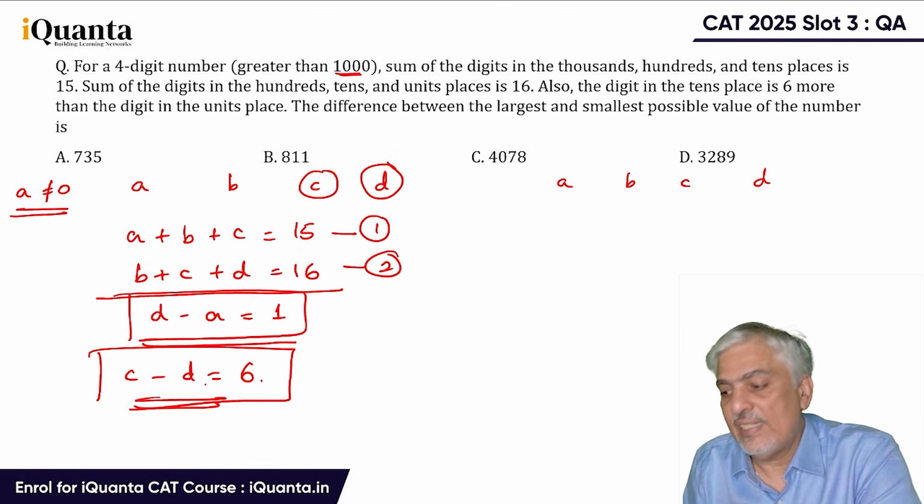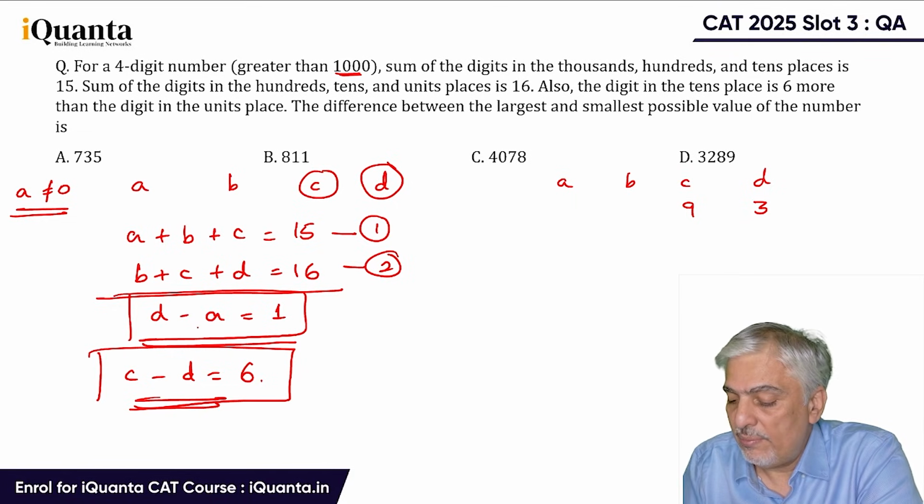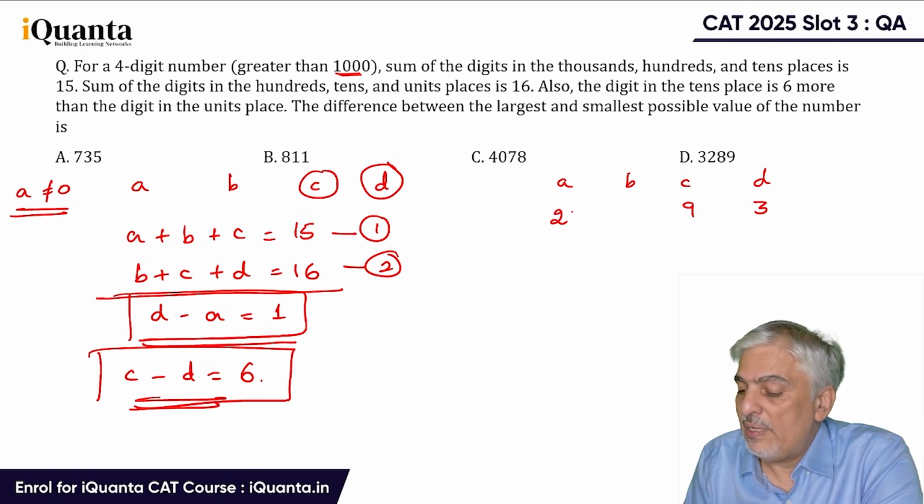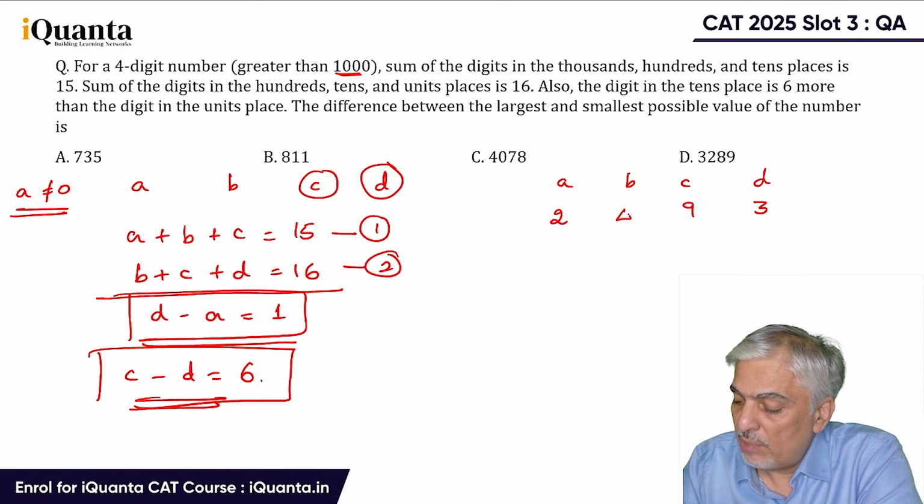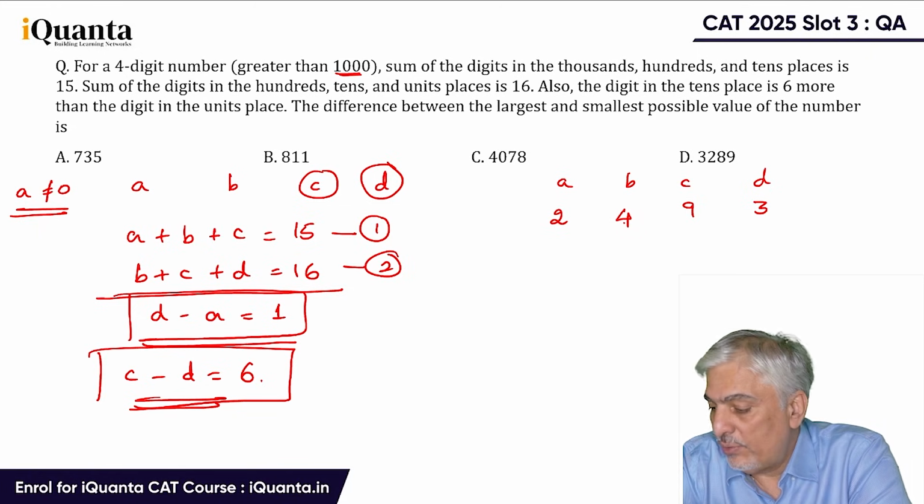C minus D is 6. So C can be 9. That time D can be 3. And D minus A is 1. So A can be 2. And we knew A plus B plus C is 15. So in this case, B will have to come out to be 4. So one of the possible numbers is 2, 4, 9, 3.